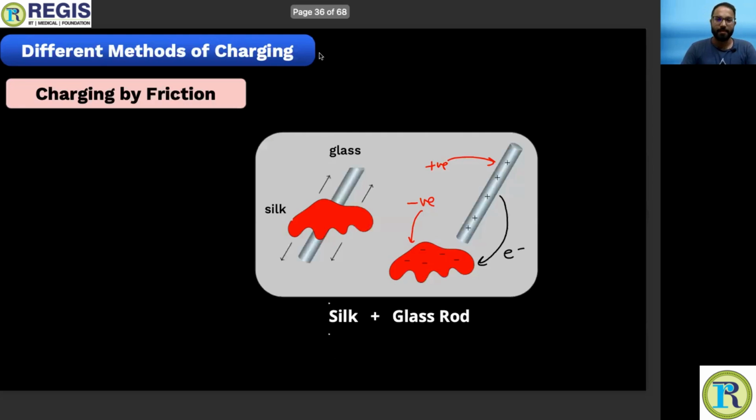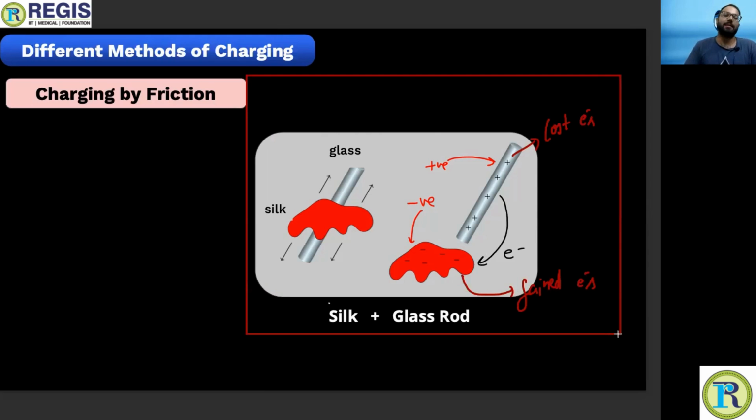Second is silk and glass. So when we rub silk with glass, glass has less affinity towards electrons. So glass lost electrons, and silk cloth gained electrons. But the total charge of the entire system will be constant.